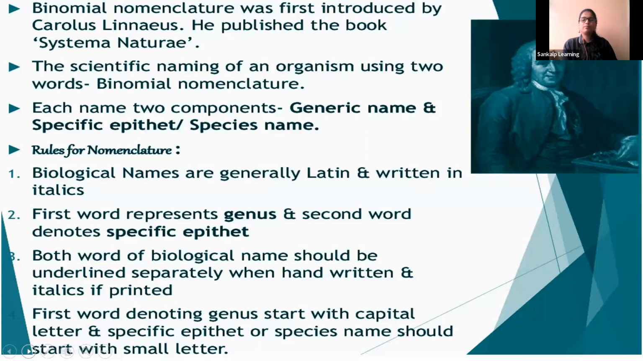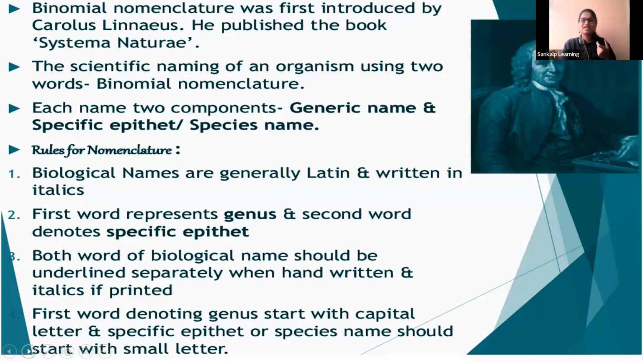Okay, so binomial nomenclature was first introduced by a scientist named Carl Linnaeus in his book Systema Naturae. He named an organism with two names especially. That is why it is called binomial, two names. Each name has two components: the first is the generic name, and the other is the specific name.